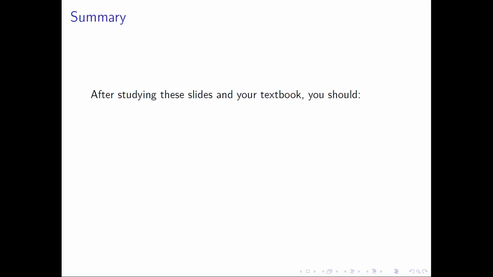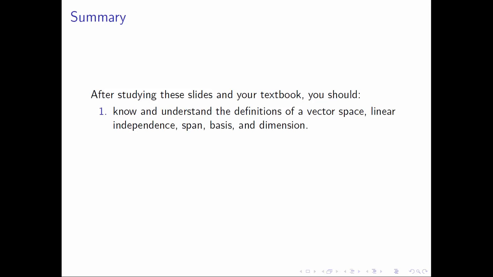In summary, after studying these slides and the chapter on vector spaces in your textbook, and from your previous knowledge of linear algebra, you should know and fully understand the definitions of a vector space and linearly independent vectors. You should understand the span of a subset, the basis of a vector space, and the dimension of a vector space, for both the finite and infinite dimensional cases. That takes into account the slightly different wording I've used in these slides than what is used in your book.